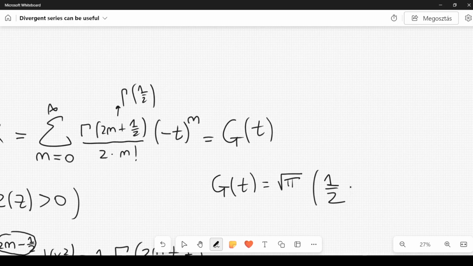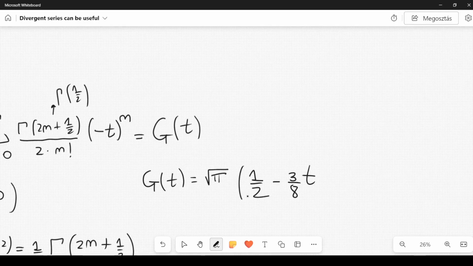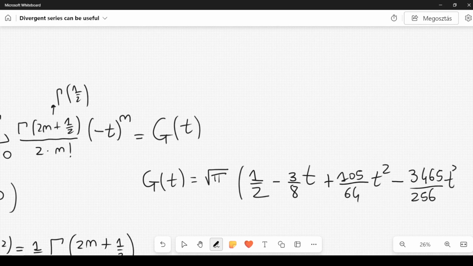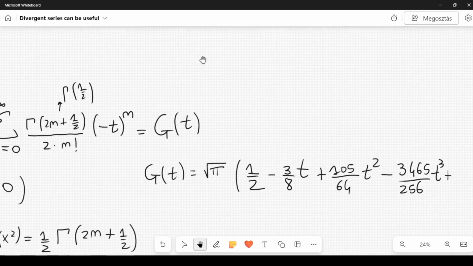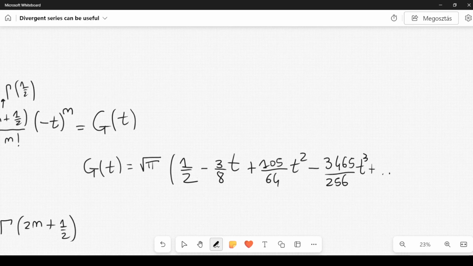When n is equal to 1, you can see that here we will get minus 3 over 8 times t, and you still get this factor of square root of pi. Then you get plus 105 divided by 64 times t squared, then you get minus 3465 divided by 256 times t to the third. And then you get, of course, higher order terms, but we will truncate the series to third order.